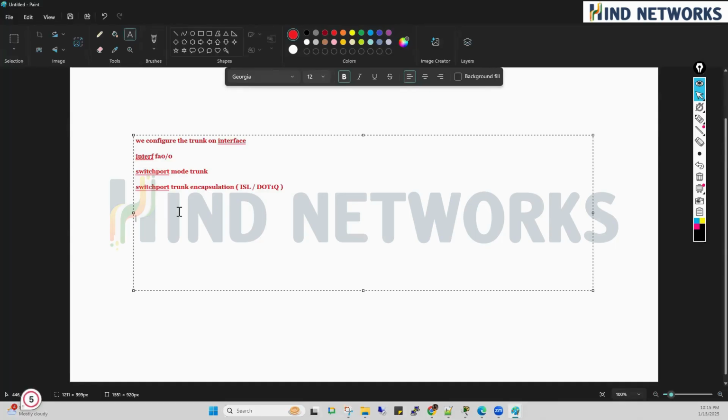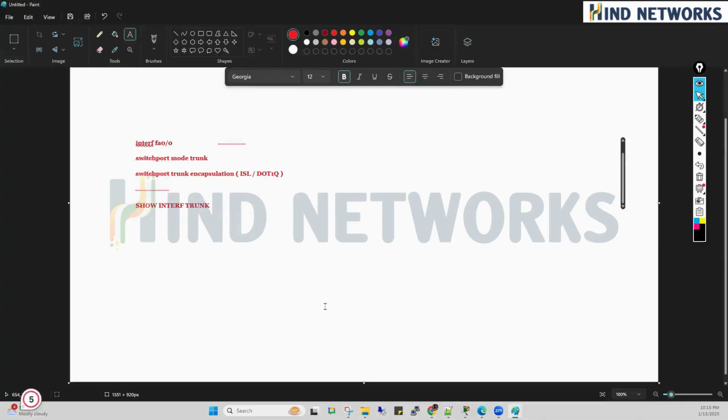And if anyone asks you how can we check, the command is show interface trunk. By this command, you can check the trunk, guys. So, show interface trunk.